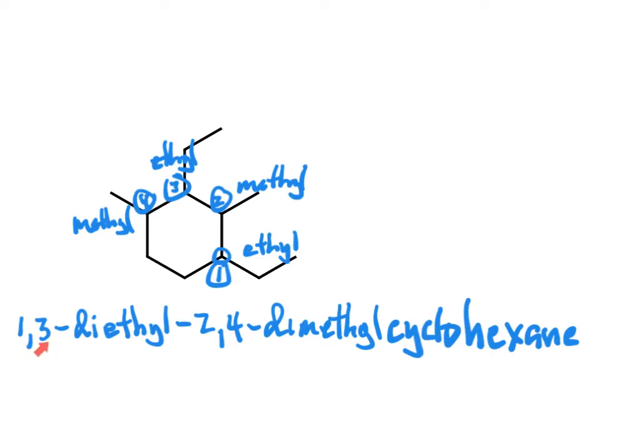And then I have 1, 3, so there are 2 ethyl groups at the 1 and 3 position, 2,4-dimethyl, so I have methyl groups at the 2 and 4 position. So again, 1,3-diethyl, 2,4-dimethyl, cyclohexane, and the E of ethyl comes prior to the M of methyl. These numerical indicating prefixes like di, I could also have tri for 3 and tetra for 4. Those numerical indicating prefixes would not be counted when I lay out the alphabetical ordering of the name.